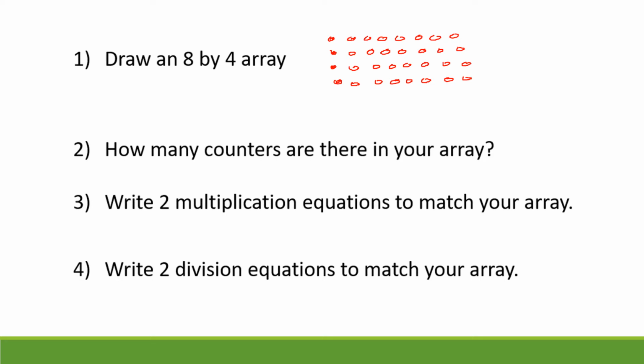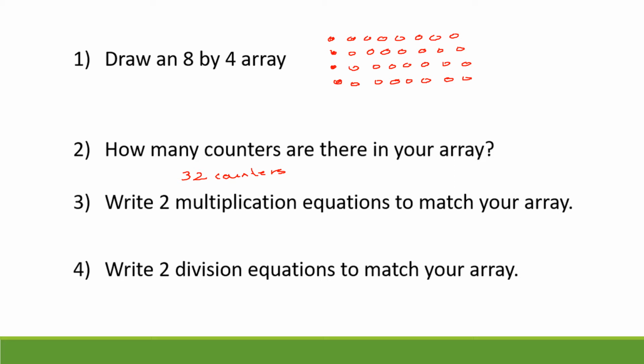How many counters are there in your array? Let's see. We have 1, 2, 3, 4, 5, 6, 7, 8, 9, 10, 11, 12, 13, 14, 15, 16, 17, 18, 19, 20, 21, 22, 23, 24, 25, 26, 27, 28, 29, 30, 31. We have 32 counters all together in the array.